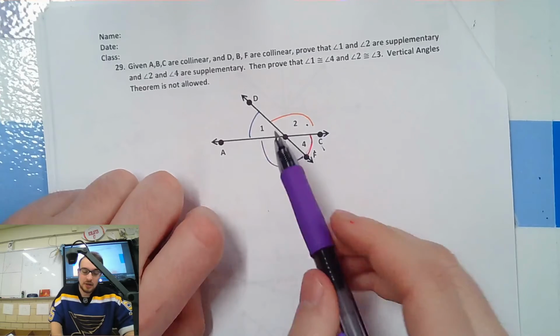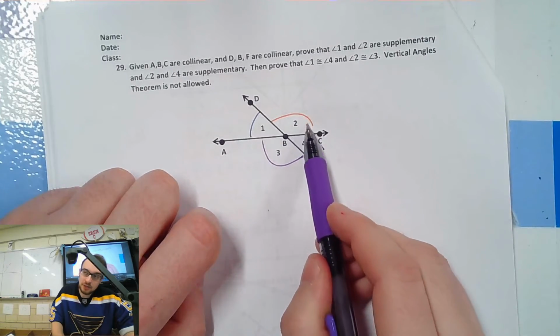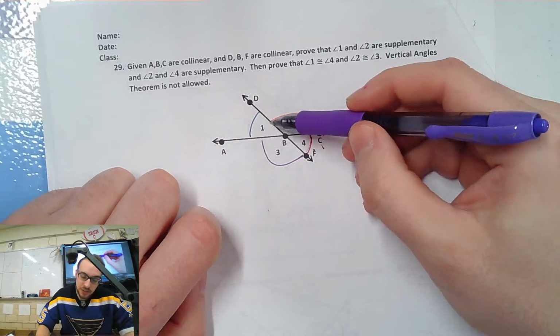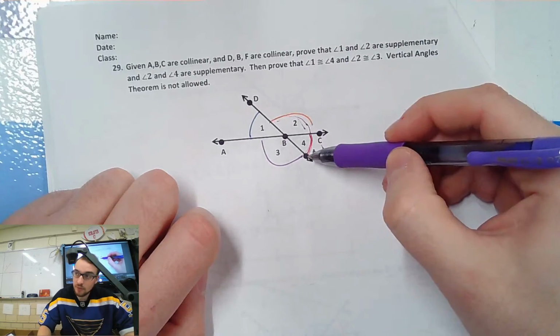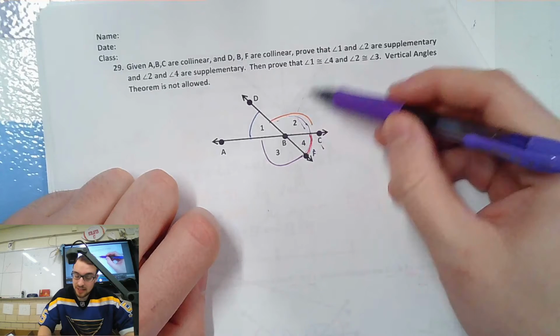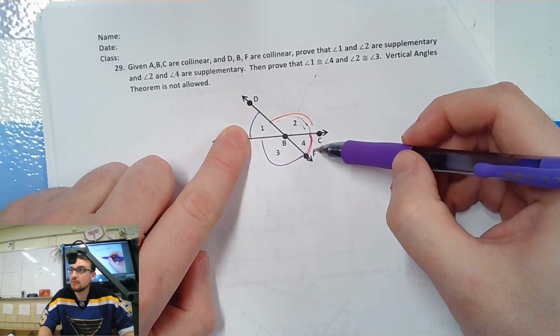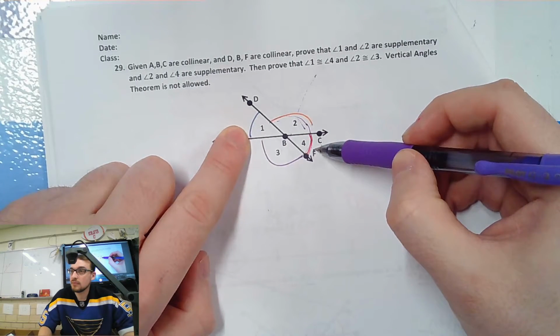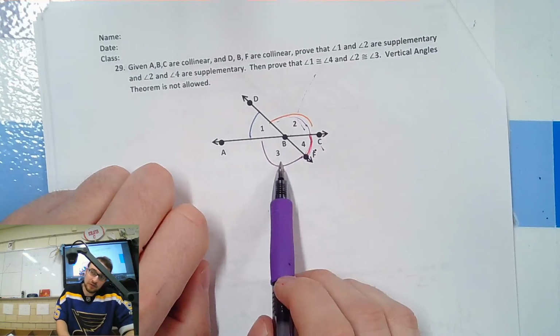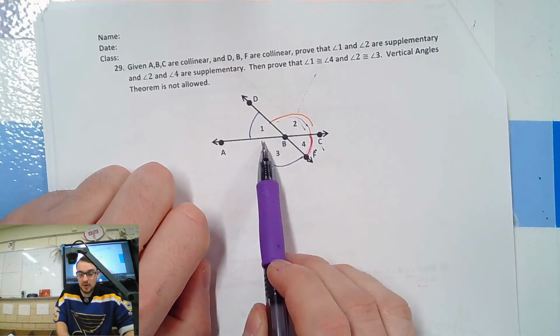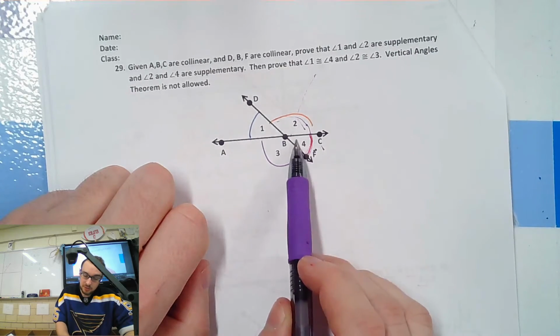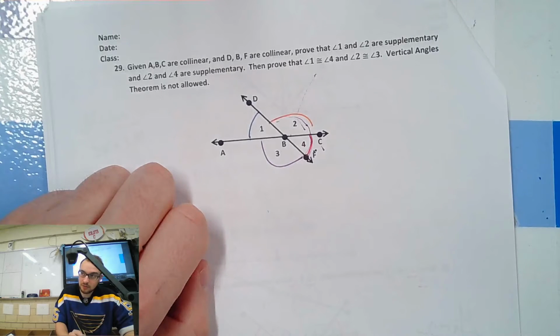Yes, you could. Angle 1 and angle 2 are a linear pair. Angle 2 and angle 4 are a linear pair, which means they must equal each other. 1 and 2 should equal 2 and 4. When I subtract angle 2 from both sides, I get 1 equals 4. If I want to prove 2 and 3 are the same, I'm going to say 2 and 4 are a linear pair. 3 and 4 are a linear pair. Subtract the angle they share, and I get 2 and 3 left over.